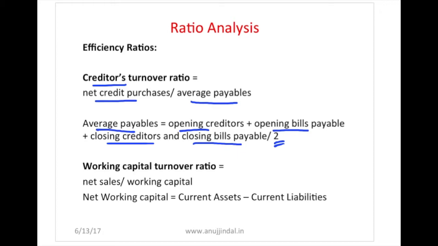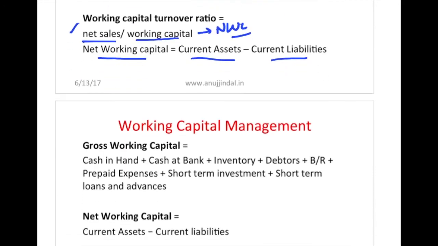The next is working capital turnover ratio, the formula for which is net sales upon working capital. Net working capital here is current assets minus current liabilities. So working capital here means net working capital, and you have net sales in the numerator.